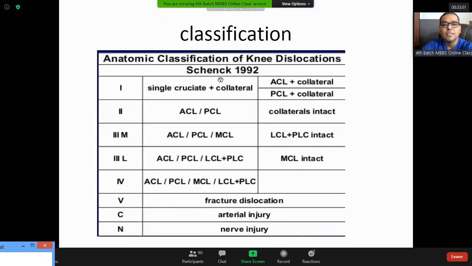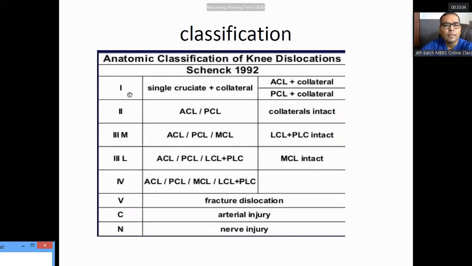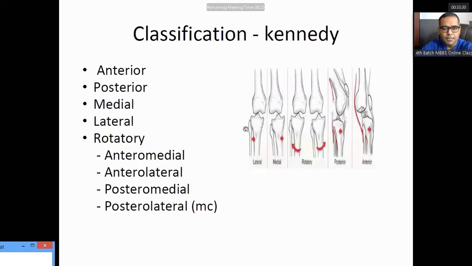It has been classified initially by Schenck. Type 1 is single cruciate plus collateral ligament injury. In type 2, both the cruciates are injured. In type 3, 3M and L, with the MCL and the lateral collateral ligament. Type 4 is all 4 ligaments torn. And V, fracture dislocation, associated fracture. C, arterial injury and N, nerve injury. Another classification is given by Kennedy, which is basically on the position of the distal tibia in relation to the proximal femur: anterior, posterior, medial, lateral, and rotatory, anteromedial, anterolateral, posteromedial, posterolateral.